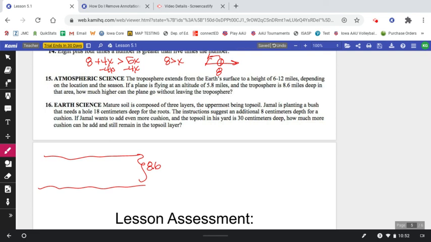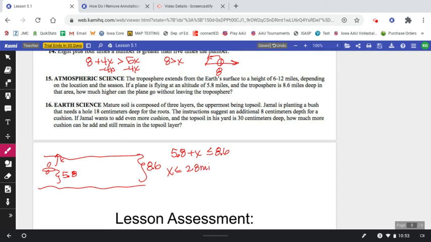I have this plane that is flying at 5.8 miles. And I want to know how much higher can my plane go, so x, without leaving the troposphere. So I know that I'm at 5.8, and I want to know how much higher, so plus x, but I do not want to leave the troposphere. So I need to be less than or equal to my 8.6. Subtract 5.8 from both sides, and you get less than or equal to 2.8 miles.